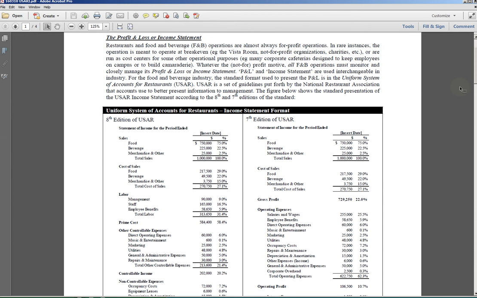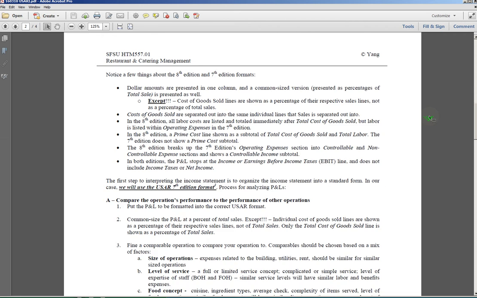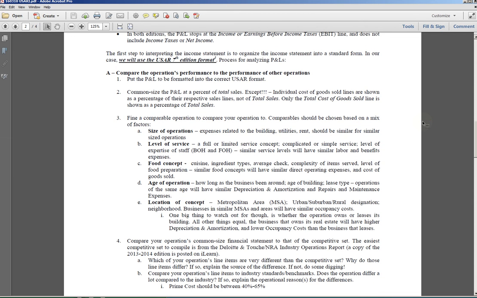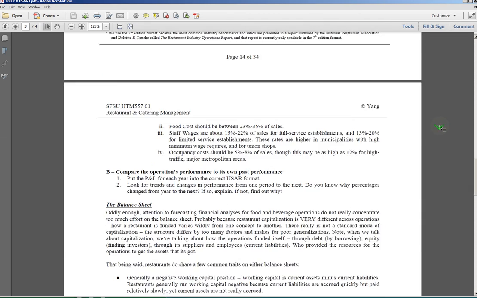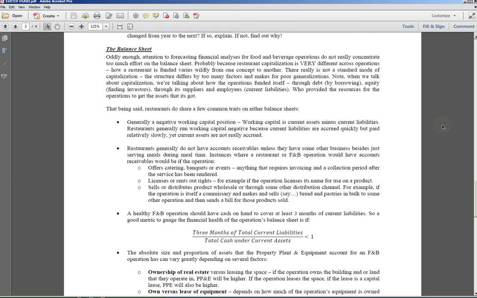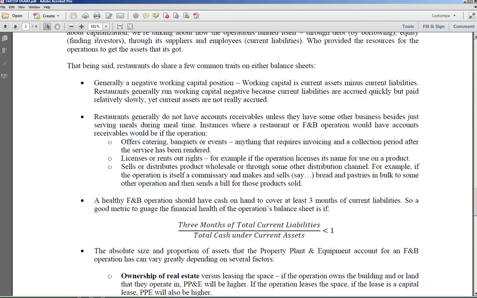The capital structure is so different across restaurants because restaurants generally aren't able to borrow from banks. They generally have to find investors. And where and how they end up with the money to start their operations is very different, and there are no generalizations that can be made from one operation to the next, so there isn't really anything standard that you can compare from one company to the next. So there are no rules of thumb in that sense. That being said, restaurant balance sheets do share a few common traits.